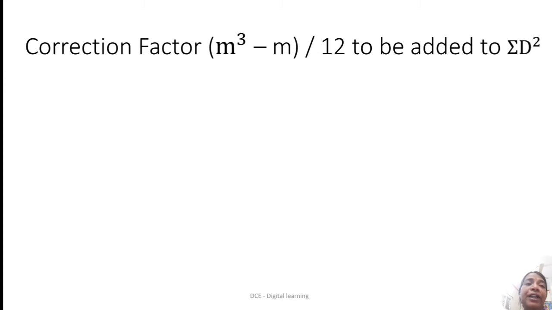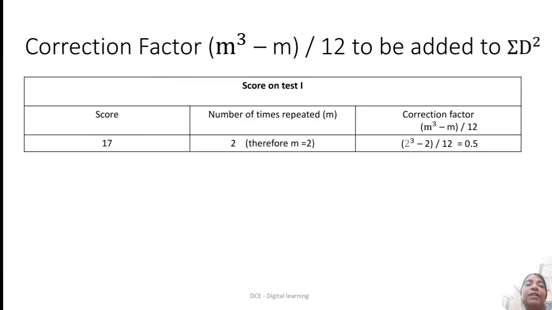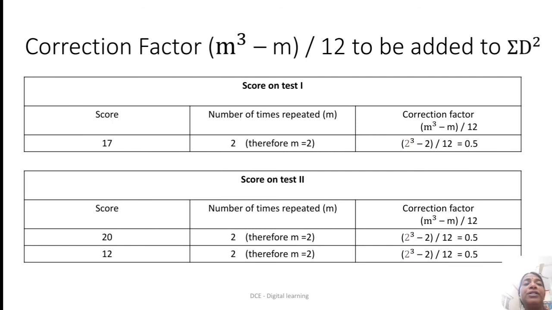Now we shall find the correction factor. We know that in score 1, okay, 17 is repeated 2 times. So m is equal to 2. So correction factor will be 2 cube minus 2 divided by 12, that is 0.5, which needs to be added to summation D square. In score on test 2, 20 is repeated 2 times. So m is equal to 2. So correction factor will be m cube minus m divided by 12, 0.5. Again, 12 is repeated 2 times. m is equal to 2. The correction factor will be 2 cube minus 2 divided by 12, that is equal to 0.5.